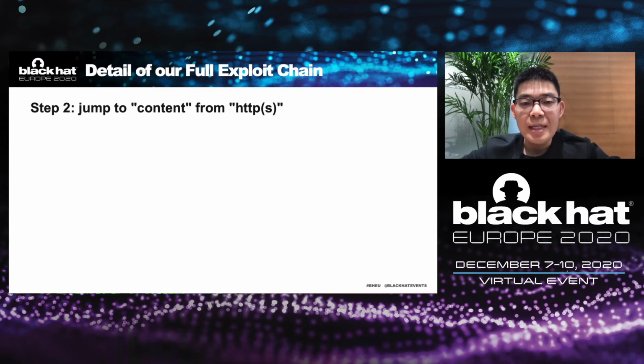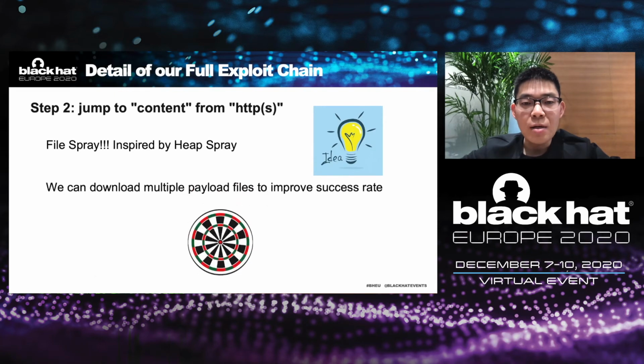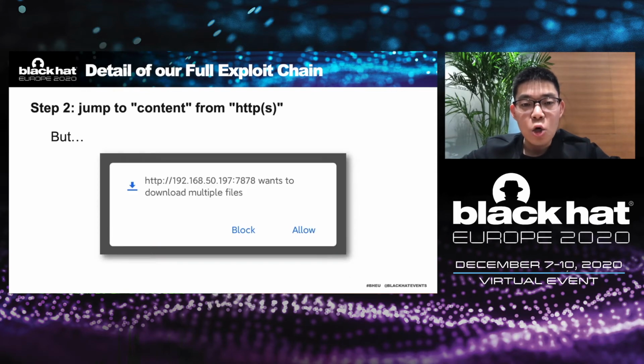Inspired by heap spray in binary heap exploit technology, we came up with an idea: file spray. We can download multiple payload files to improve success rate. As long as we hit one of the downloaded payload files, we can jump successfully. But Chrome blocked us if we try to download multiple files in the same tab, like the picture shows.